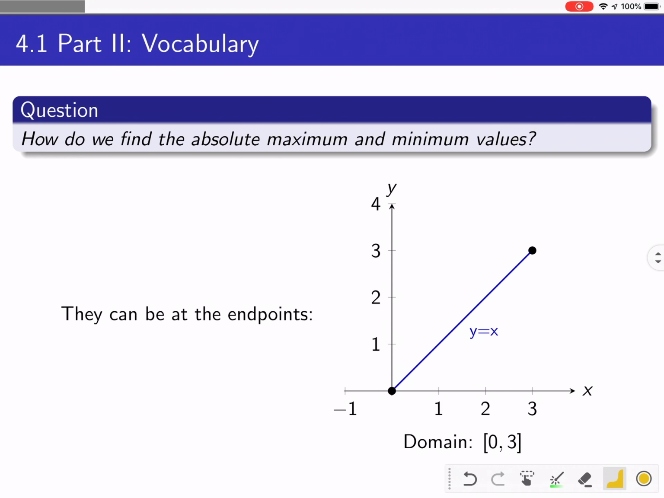Let's turn our attention to where maxes and mins can even occur. First, you notice that in the case of y equals x, if we had included the endpoints 0 and 3, suddenly we would have had an absolute maximum and minimum. In what other situations can an absolute maximum occur?